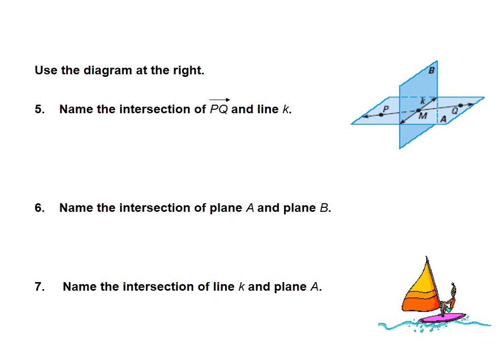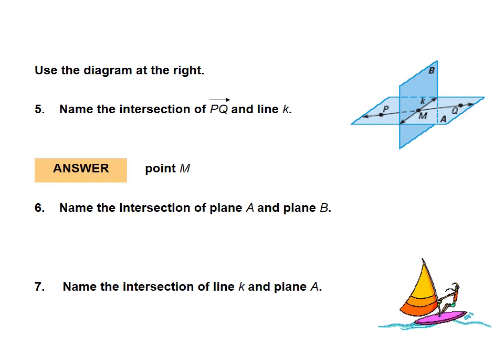So now let's read the questions and answer them. Again, if you need to pause any time between, please do so. Name the intersection of ray PQ and line K. It's point M. Anytime you have two rays intersecting, two lines intersecting, two line segments intersecting, or any combination, it will always be a point of intersection.